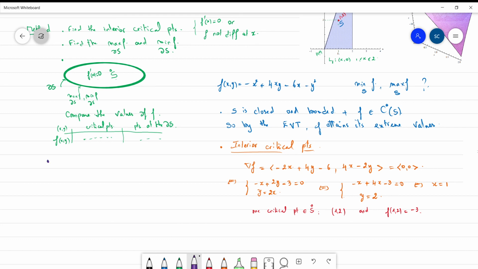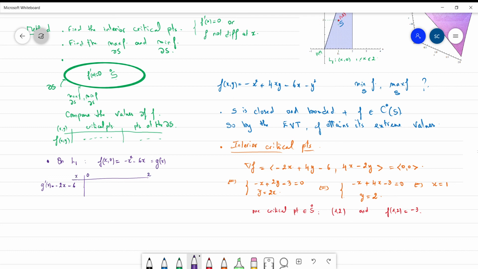So let's look for the interior on L1, for example. On L1 we have f of x, 0. If you substitute y equals 0, you get minus x squared minus 6x. So you have a function, let's call it g of x, of one variable, with x between 0 and 2. It's easy, let's compute g prime of x, which is minus 2x minus 6.